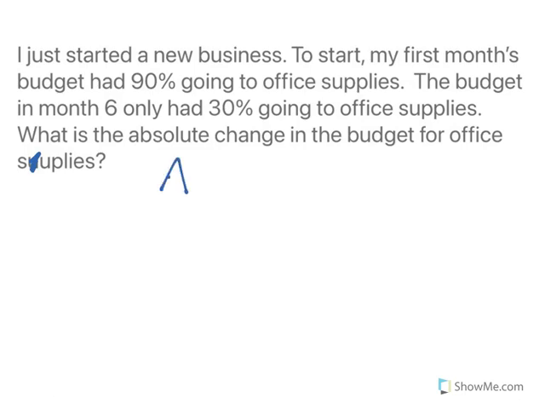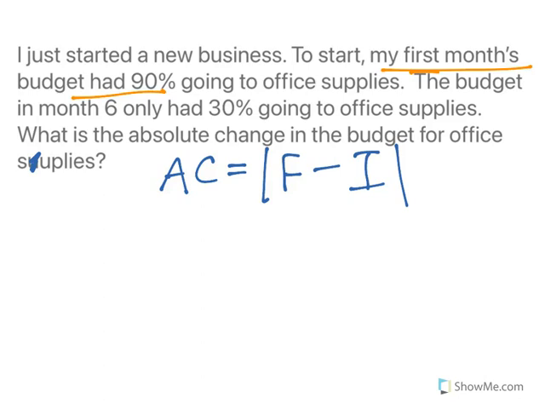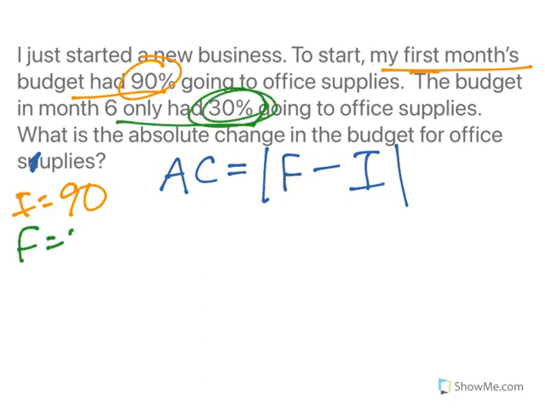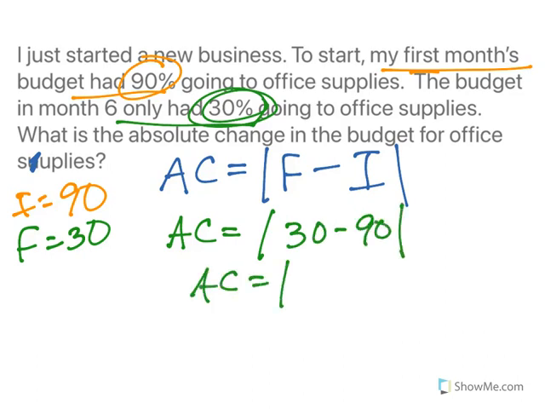Okay, so again, remember, absolute change is the absolute value of final minus initial. Go through this problem and think about, what do we know? First month's budget, well, that's initial. So I equals 90. And then it says in month 6, we had 30%. That's the final, month 1 to month 6. So we would say the absolute change is the absolute value of 30 minus 90. 30 minus 90 is negative 60. Absolute value of negative 60 is 60. So that means the absolute change is 60.